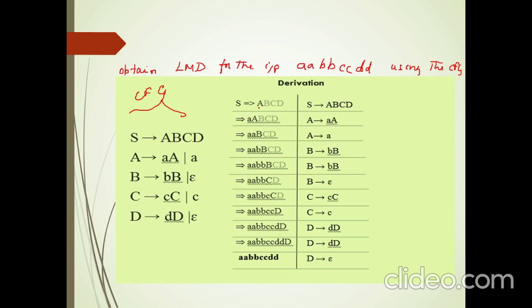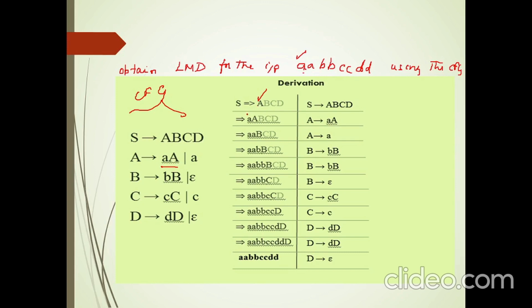Next, I have to get another A. How do I get that? I take the leftmost non-terminal, which is A, and choose the right production that can give me A. There are two ways: either you go for this or go for this. If I go with this, there is no chance of getting more A's, but in the next step I want A again. That's why this is the right option.